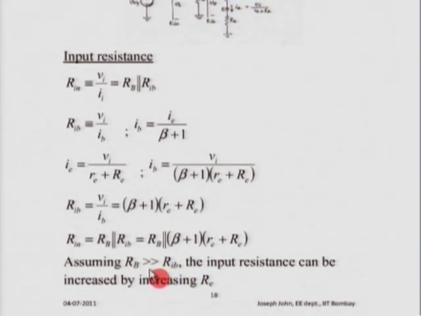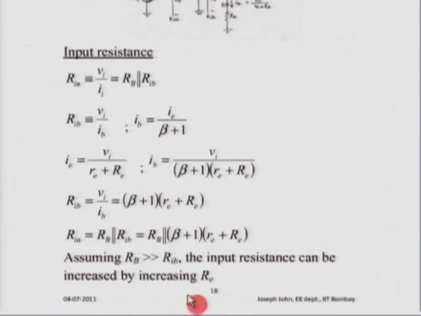So, we see that if we can choose RB to be very high, then just by increasing RE, the input resistance of the common emitter amplifier without an emitter bypass capacitor will be very high. If you remember, in the previous case, our main minus point was that the input resistance was very small. So, in this case, there will be a substantial increase in the input resistance.